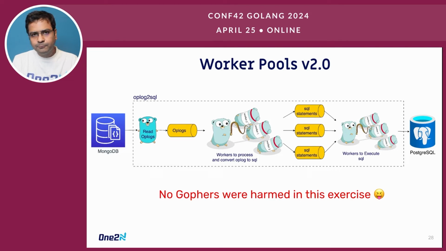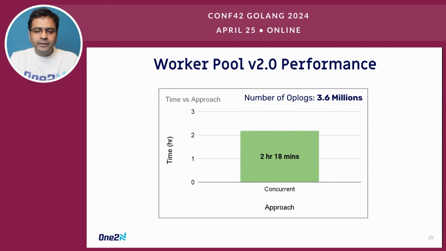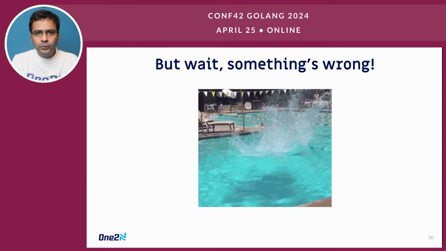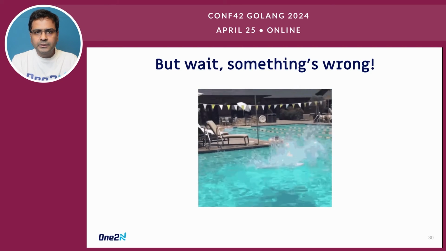And by the way, I can tell you no Go routines were harmed in this exercise, so we're good. So we ran this program. What happens is, for the same number of oplogs, 3.6 million, it runs concurrently in about 2 hours 18 minutes. That's actually a 4x performance improvement over the sequential one. So we've already gotten 4x performance improvements. That's amazing. Before we do something more, we just realize something is wrong.